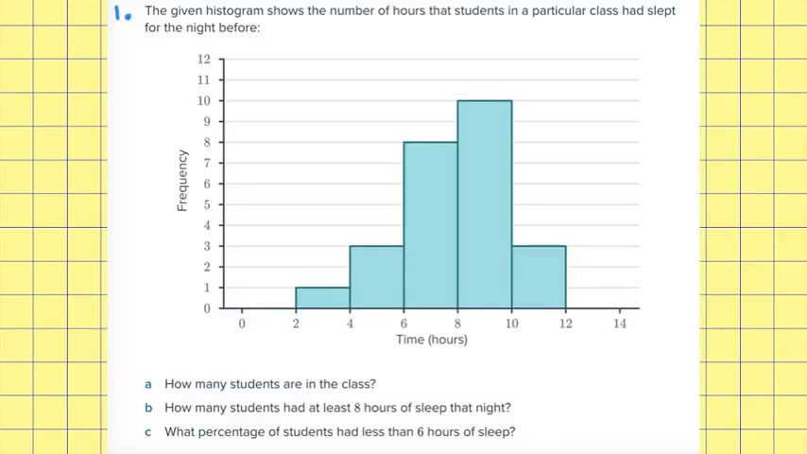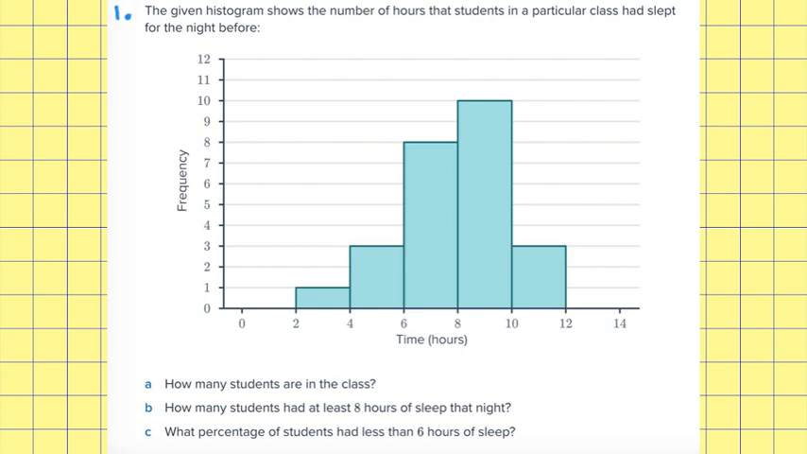Let's look at some typical exam questions you might be given. Question 1. The given histogram shows the number of hours that students in a particular class had slept the night before. So there we've given our histogram with time along the x-axis, frequency on the y-axis, and in question A, we are asked how many students are in the class?